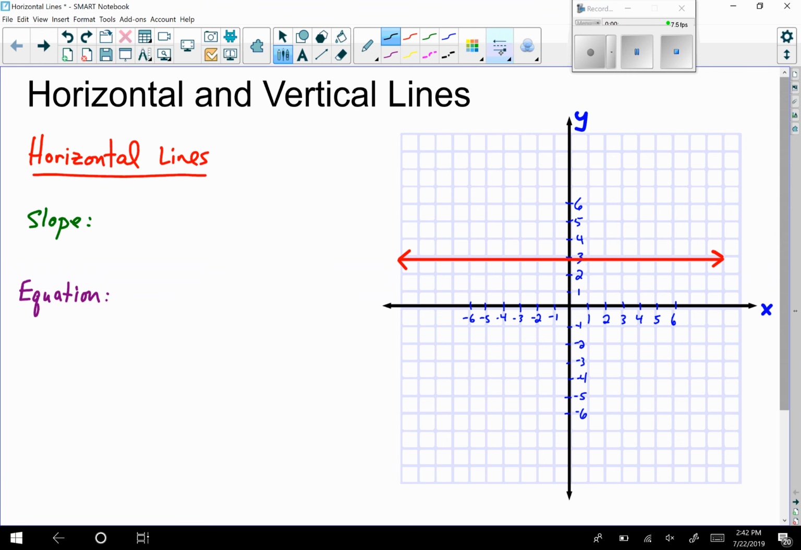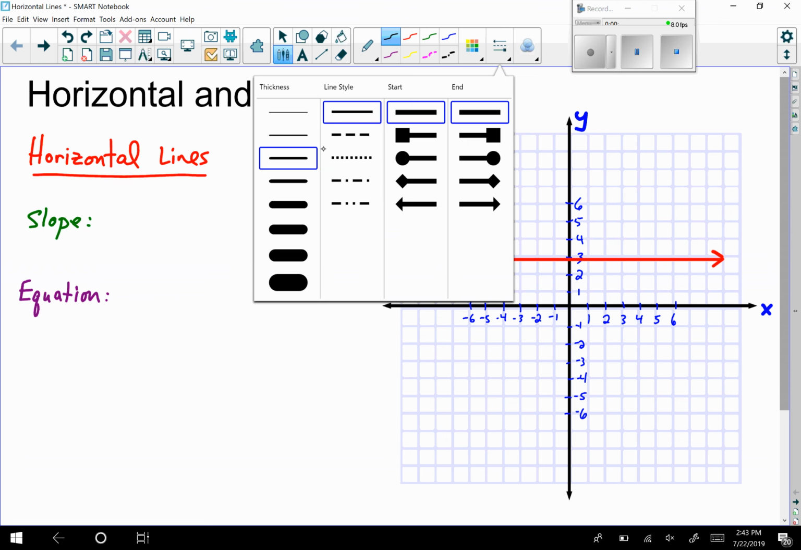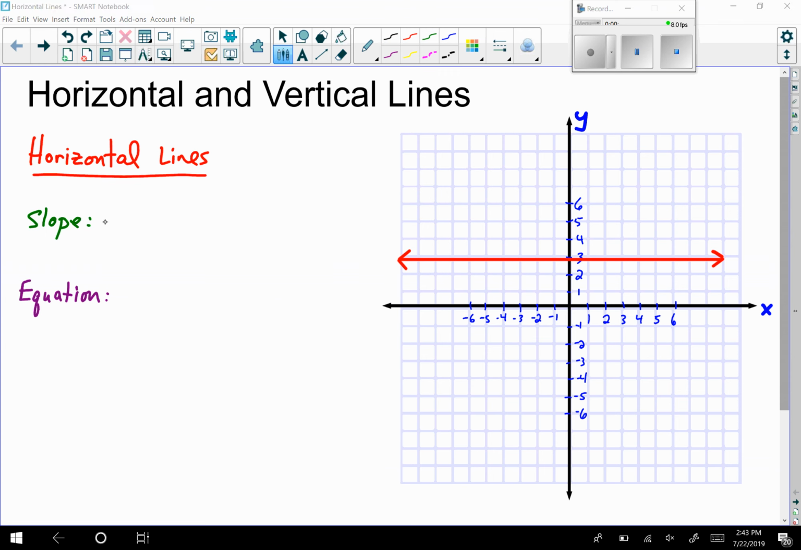Now, if you're familiar with slope, we use the lowercase m to represent slope. If you're not yet familiar with slope, go ahead and check out my video on slopes of lines, and I'll go over the 4 types of slopes that exist. So here, we're going to just say our slope, which is m, is equal to 0. Now for the equation, it's a little unique.